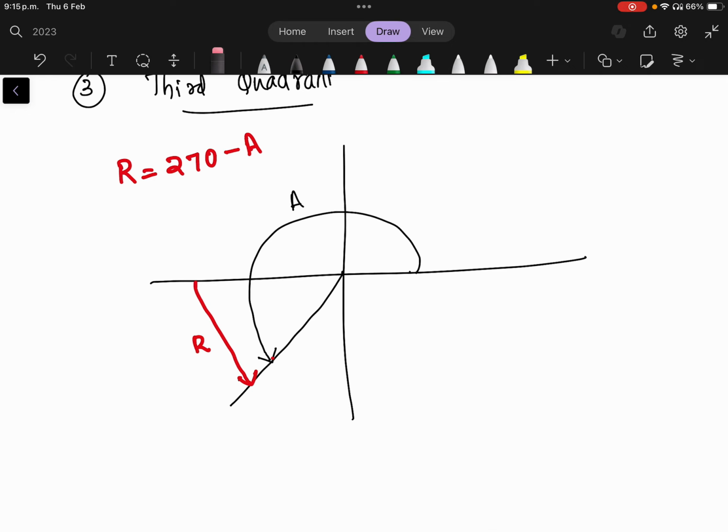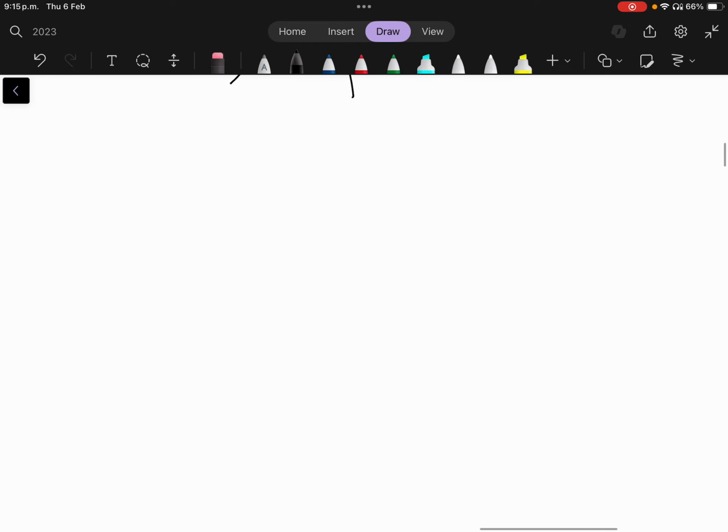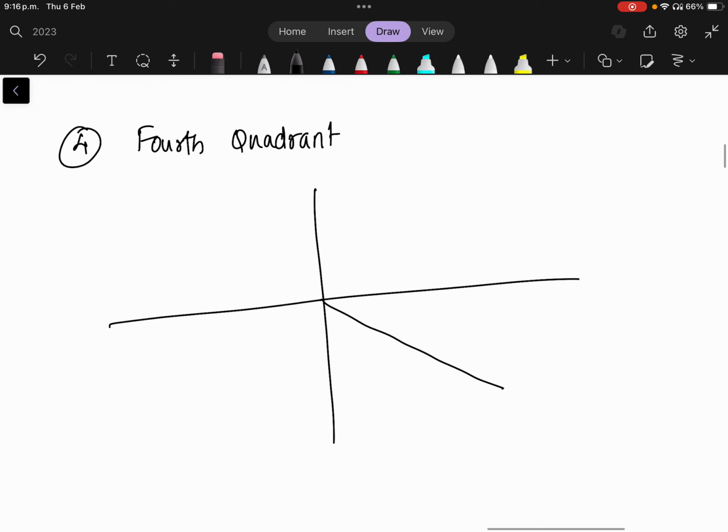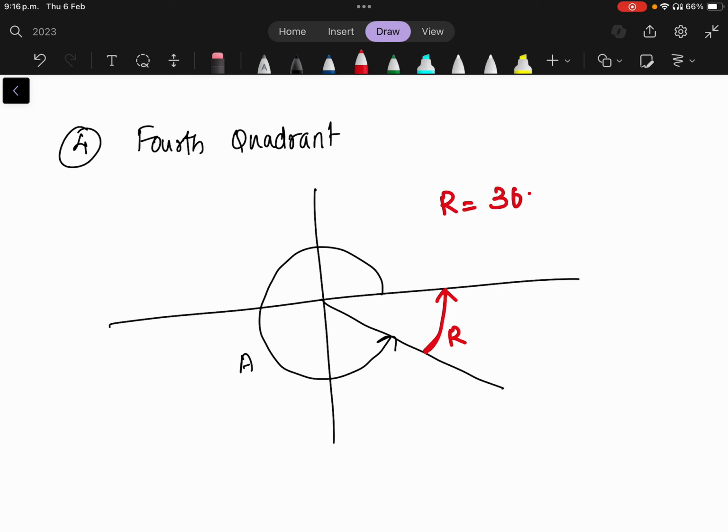Okay. Now comes the fourth case, which is in the fourth quadrant. So when the line is in the fourth quadrant, it will be something like this, and this is the angle A and the reference angle is this one. Okay, so here this is the reference angle, and this is A, and the reference angle will be 360 minus A. Okay, 360 minus A.